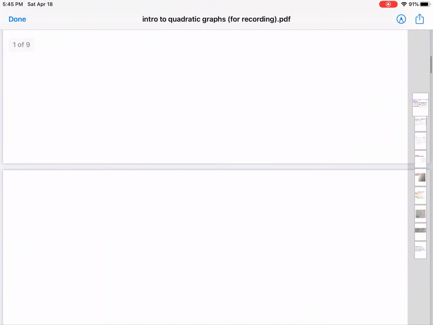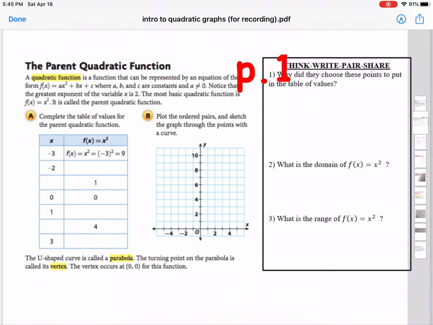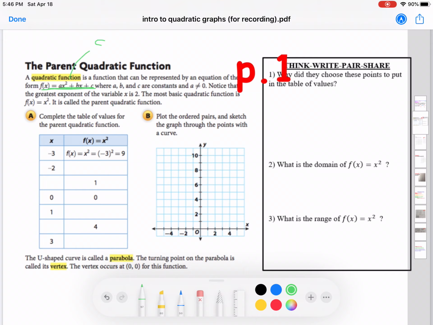So to continue our work here, we're going to be in the new packet that's called Graphing Quadratic Equations. So if you haven't yet, please go print out this packet or just pull it up as a tab on your computer so that you can follow along on page 1. So at the top here, it says a quadratic function is a function that can be represented by the equation of the form f of x equals ax squared plus bx plus c. So we remember from the first half of this unit that we would call this our standard form, where a, b, and c are constants and a is not equal to 0. Notice that the greatest exponent of the variable x is 2.